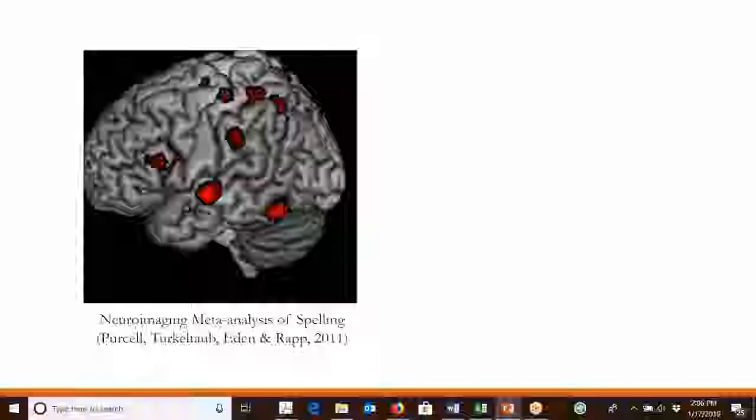This image shows you the results of a meta-analysis of functional neuroimaging studies with healthy individuals that show the areas of the brain that are most typically recruited for spelling. Individuals are in the scanner doing spelling tasks, and across a number of studies, these are the brain areas that are typically involved in spelling in the healthy brain.